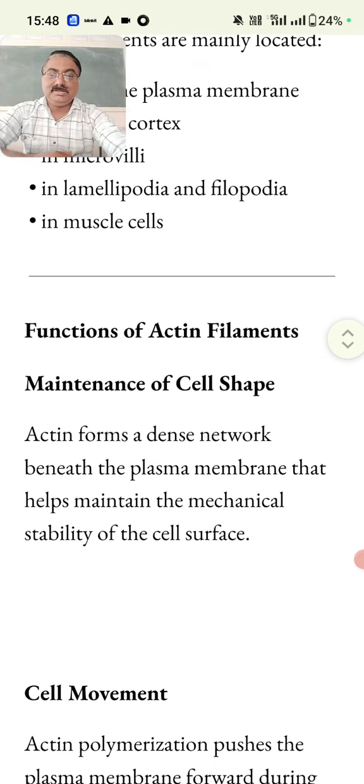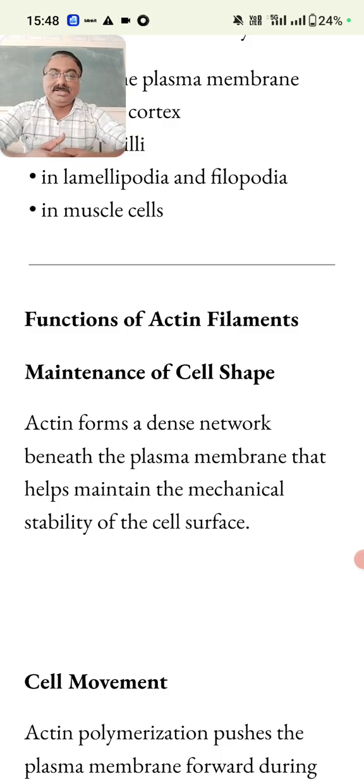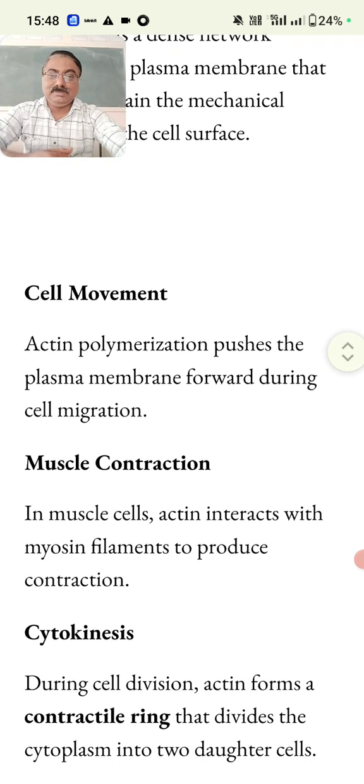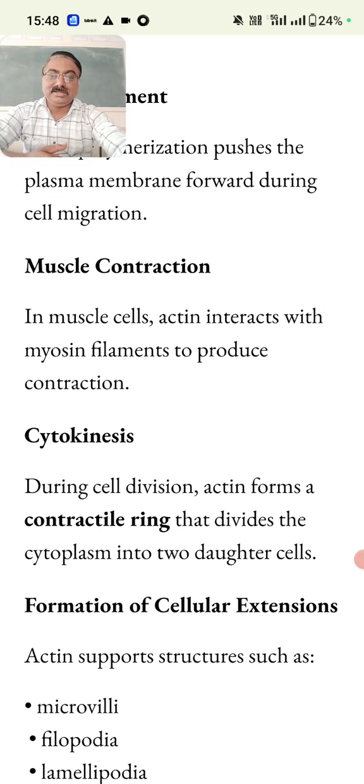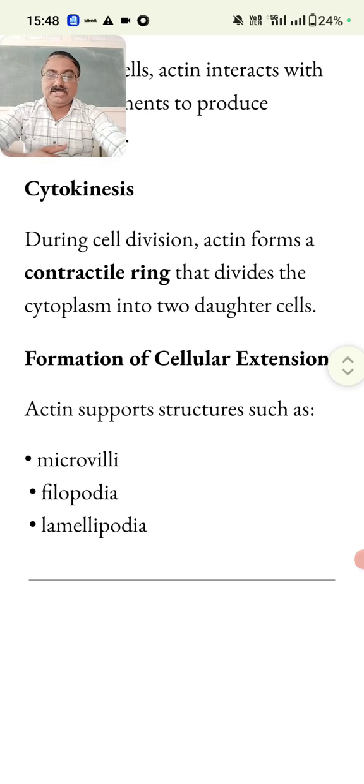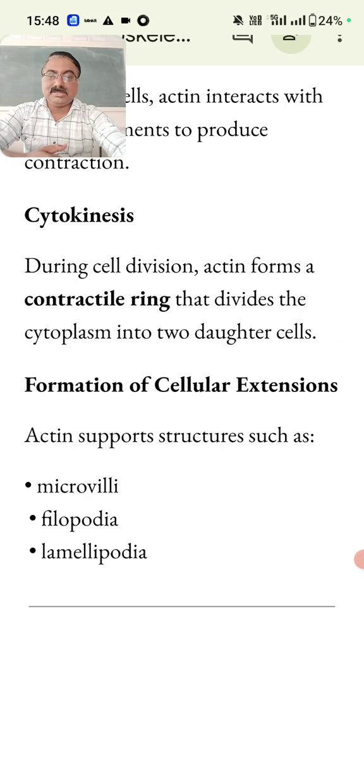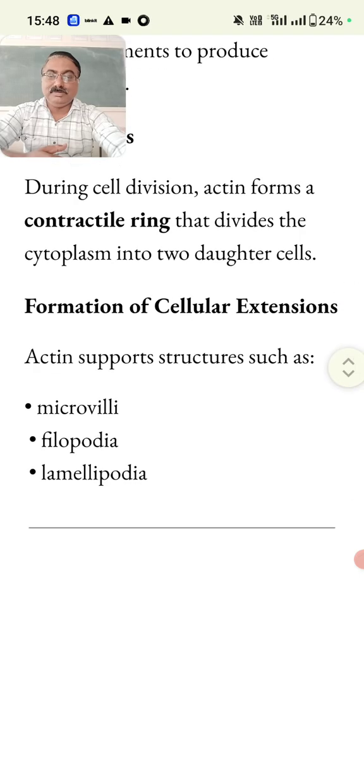Functions of actin filaments: maintain cell shape. Actin forms a dense network beneath the plasma membrane that helps maintain the mechanical stability of the cell surface. Cell movement. Actin polymerization pushes the plasma membrane forward during cell migration. Muscle contraction. In muscle cells, actin interacts with myosin filaments to produce contraction. Cytokinesis. During cell division, actin forms a contractile ring that divides the cytoplasm into two daughter cells. Formation of cellular extensions. Actin supports structures such as microvilli, filopodia, and lamellipodia.